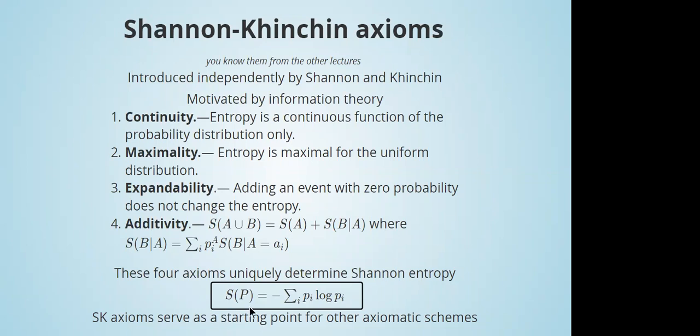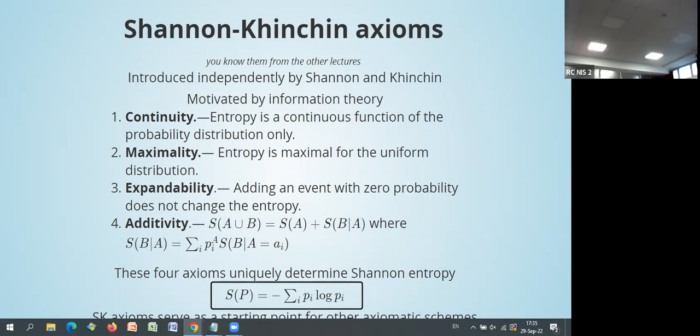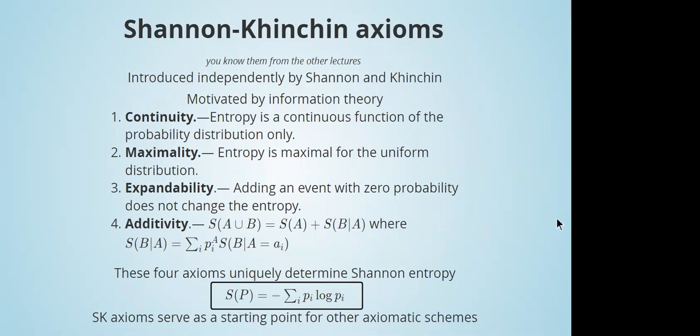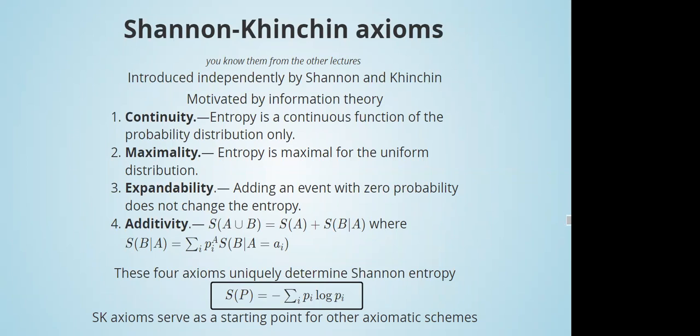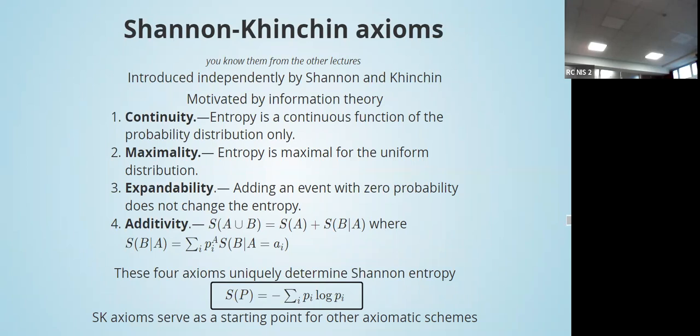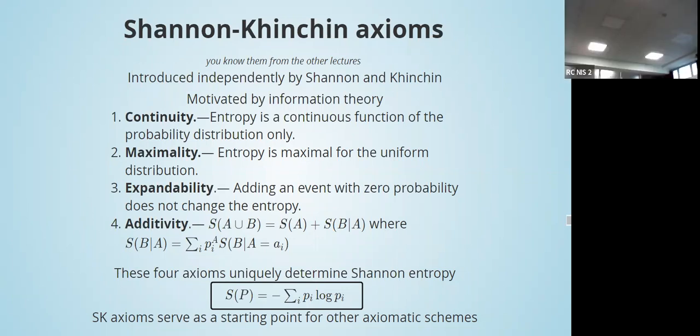So basically, if I have an event and I add one event with zero probability, the entropy doesn't change. Sounds reasonable. And then there is the most interesting axiom that is called additivity. I say that the entropy of the joint distribution is the sum of these entropies, where if the two events are not independent, then the second entropy is a conditional entropy, which is written in this form. These four axioms, as you've seen, and you can also find the proof in many places, determine the entropy up to a multiplicative constant, which is not relevant here. So this sets the units in which we measure.